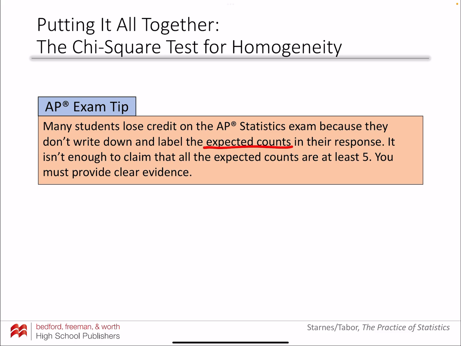Again, expected counts. I'll say it again. You need to have them written down. That table needs to be there.